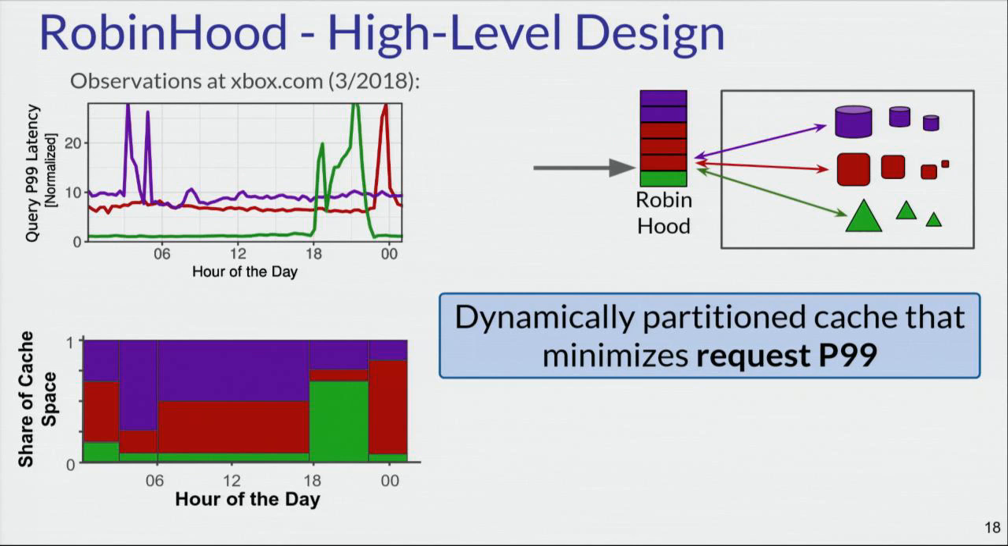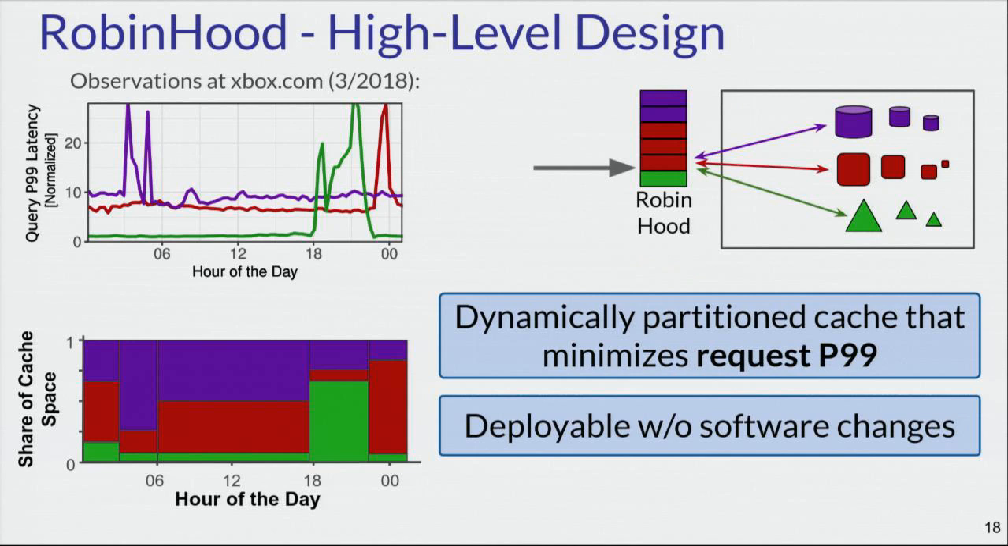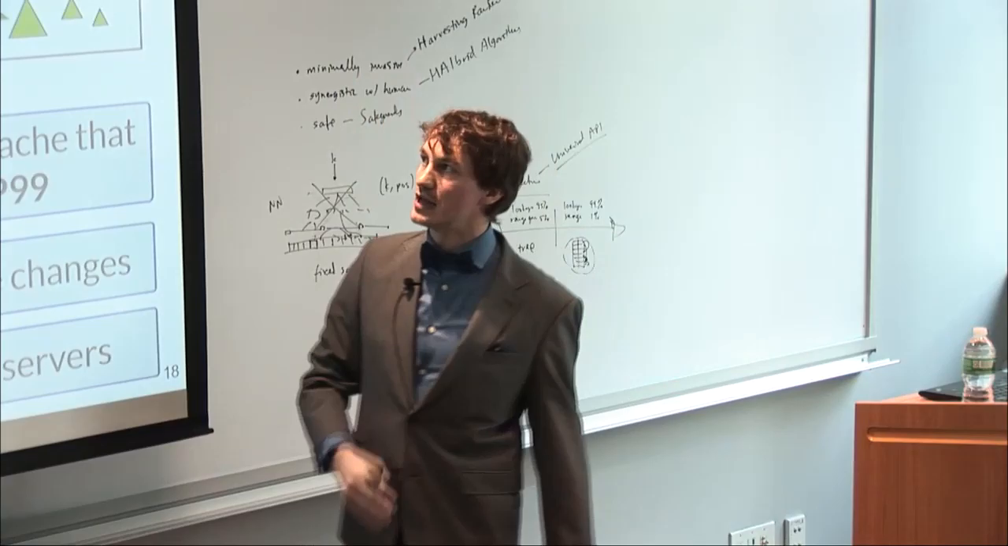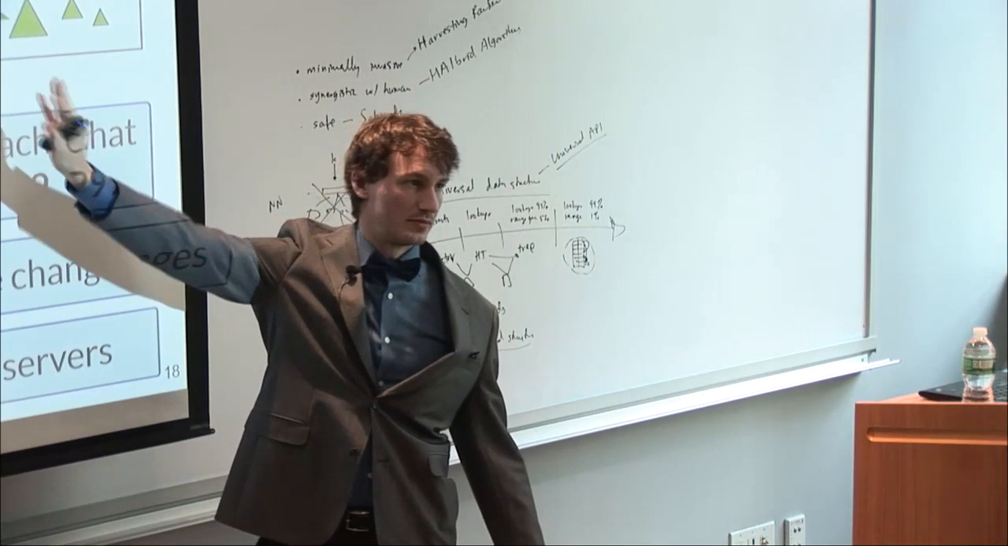We dynamically partition the caching system to minimize the request P99. And Robinhood is the first system that proposes that idea and actually evaluates that. Of course, we also made sure that this is deployable on a software stack as we already use it in systems today, so we don't have to make major changes. And second, that this scales well, because in practice, you don't just have 3 backend systems. At Xbox, it's somewhere in the 3 to 50 backend systems range, and there's a lot of these caching servers in front, on the order of 64 servers. So we have to make sure that all of this works pretty well at scale.